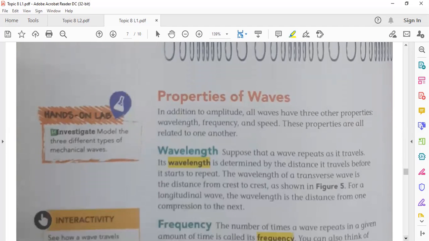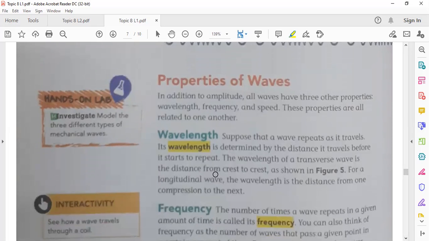Okay. Properties of waves. Wavelength. What is the wavelength?